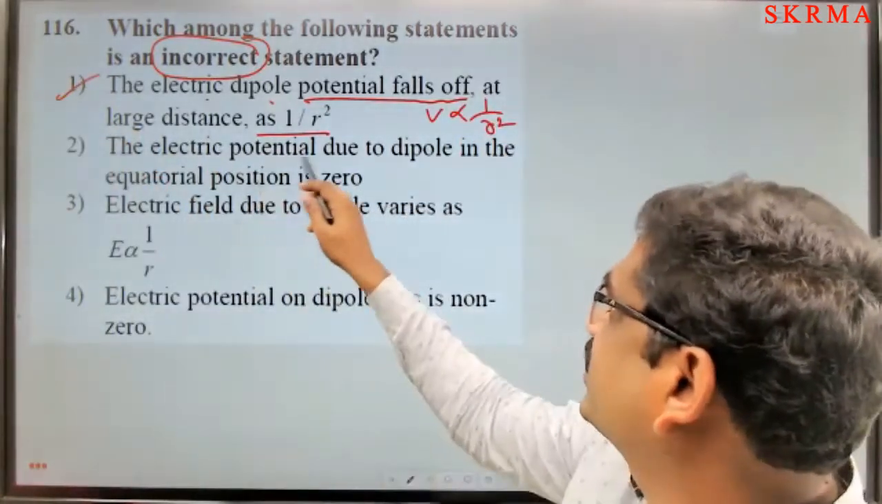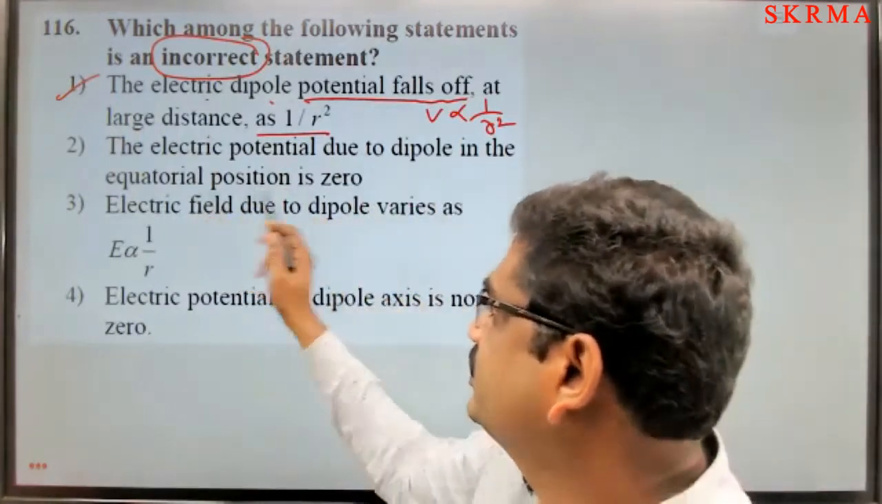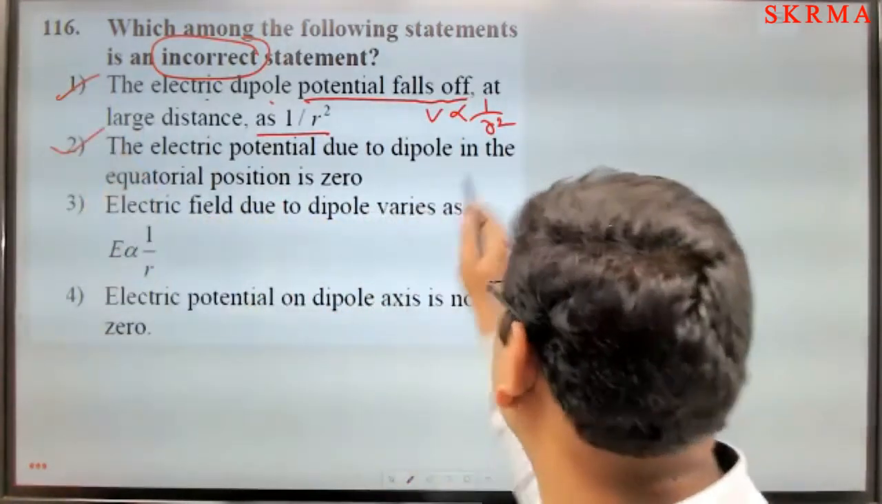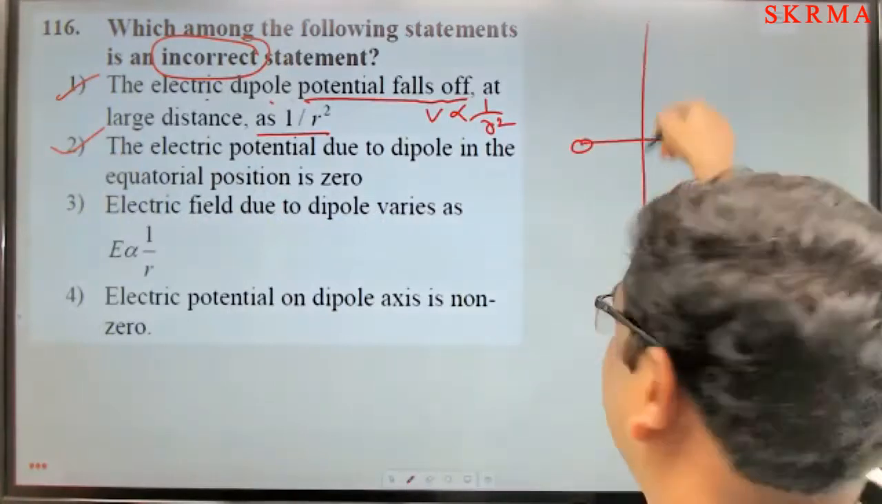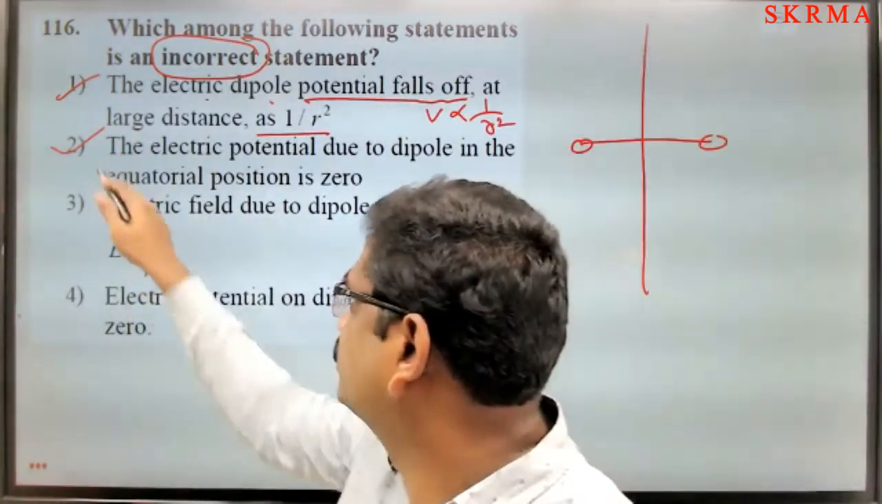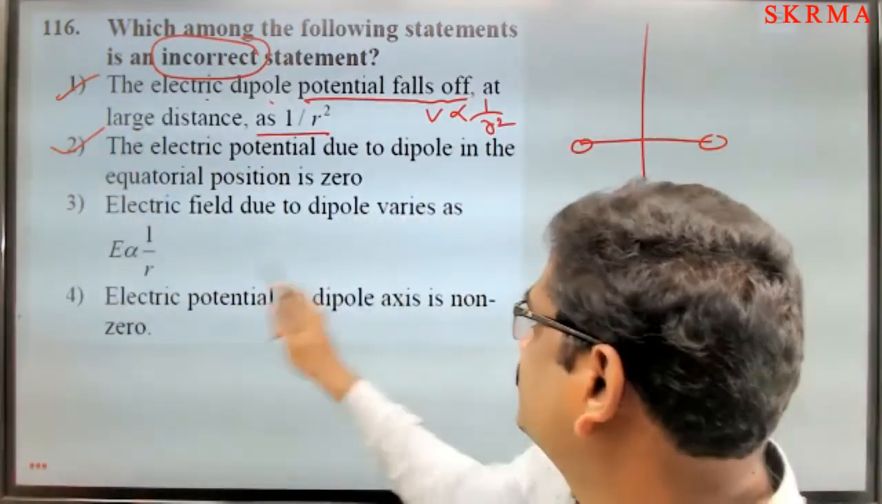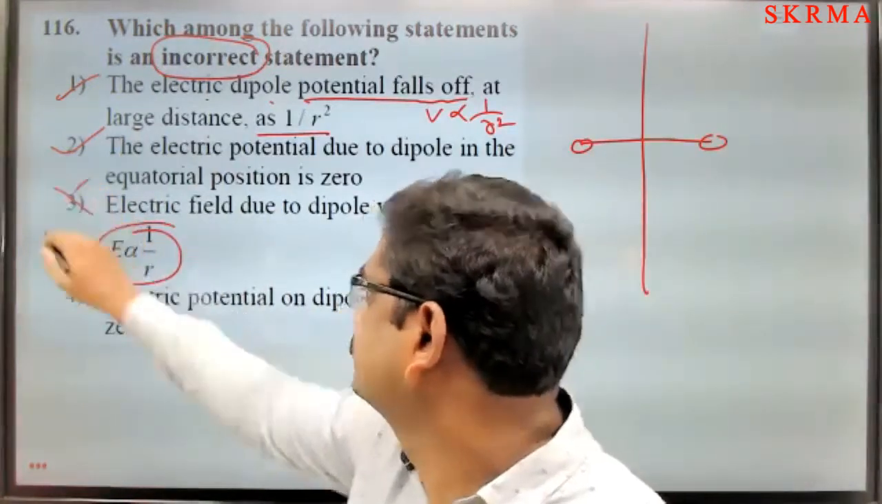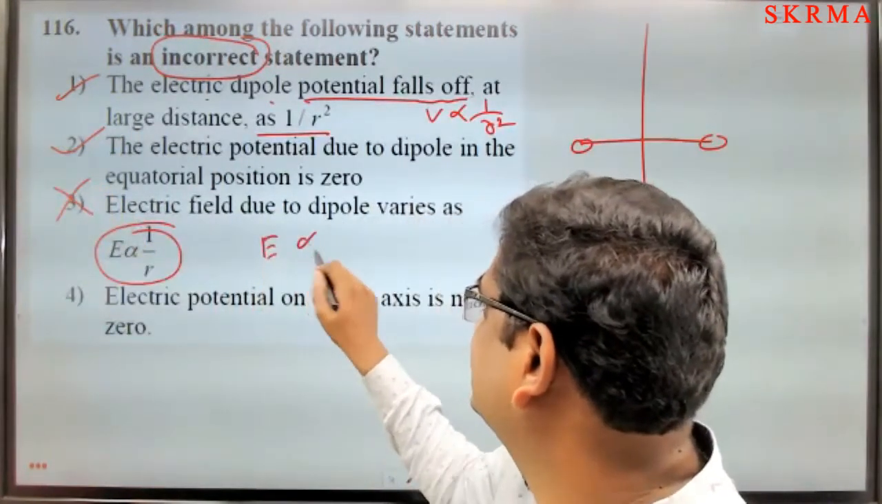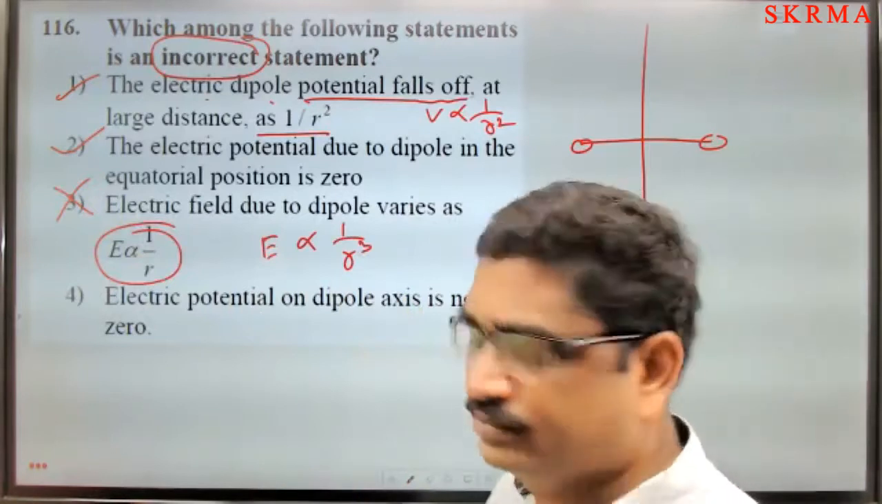Next, electric potential due to a dipole in the equatorial position is 0. So this is also correct. If a dipole is there, this is the equatorial position, and on this line the electric potential is 0. This is also correct. Electric field due to a dipole varies as 1 by r. This is incorrect, because the electric field is inversely proportional to r cube.